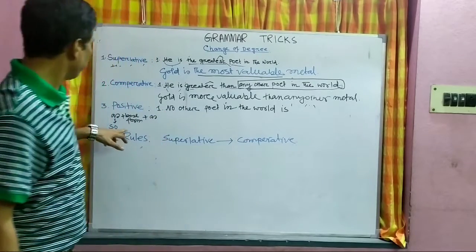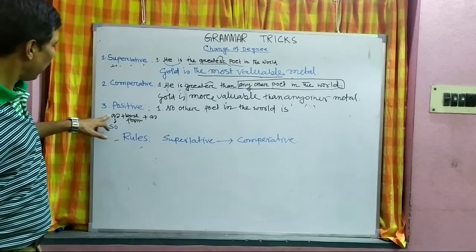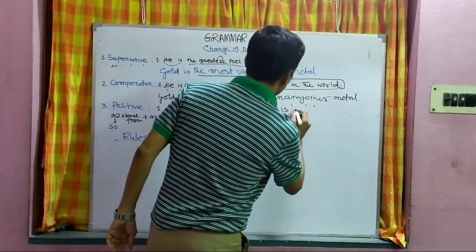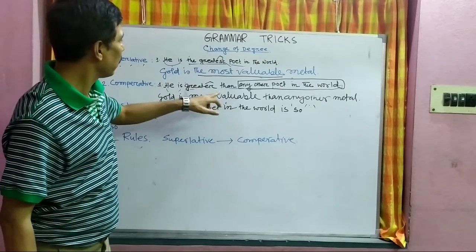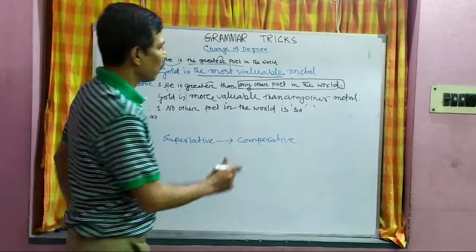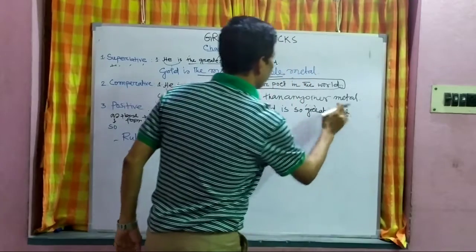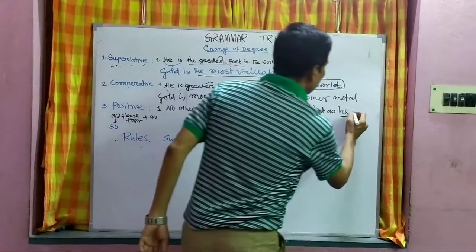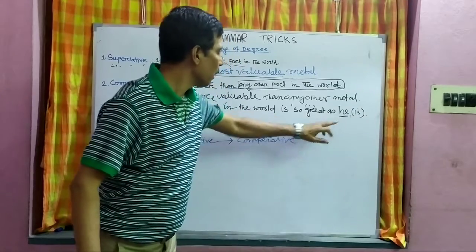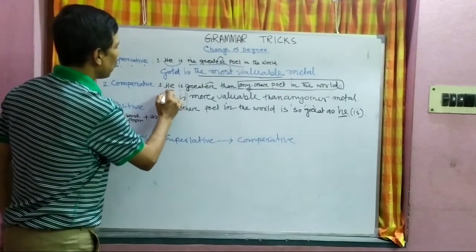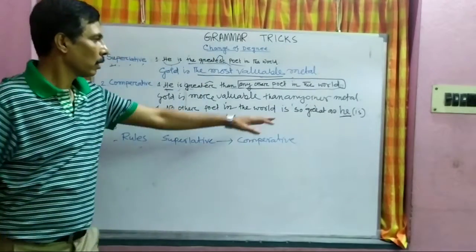Next, as it is positive form, the base form is "as" or "so." I can write either "as" or "so." So, no other poet in the world is, then comes the base form. Great, greater, greatest: "so great as he." Always remember this should be subject form, "he," because "is" is understood here. So, "as he," that means the subject sits as the subject also in the next clause.